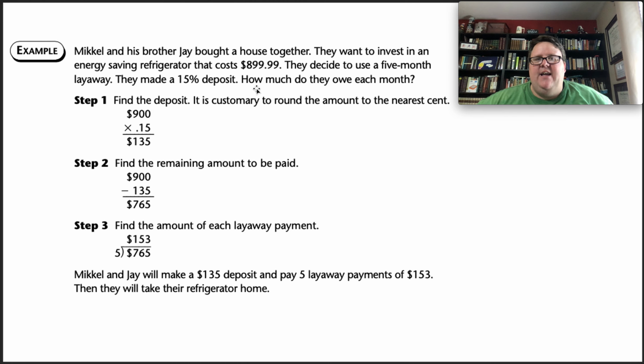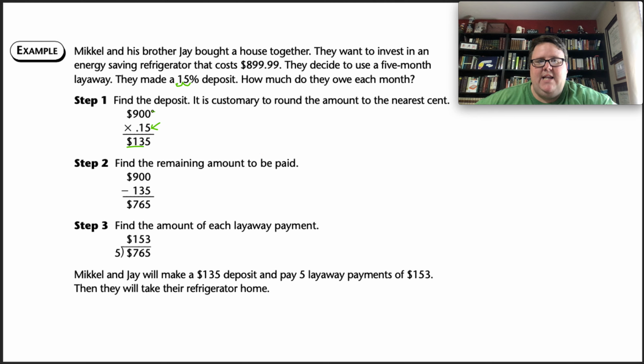So we're going to say that it costs $900, and the first thing we're going to do is find out how much they put down as a deposit. If you remember, we changed the percent to a decimal. So here's the percent, 15%. I moved the decimal 2 places, so it's 0.15. All right. So to find the down payment, I do 900 times 0.15, and it gave us $135. So that was their down payment. If you're looking at your chart, that would be the deposit amount. Now we're going to find the remaining amount to be paid.